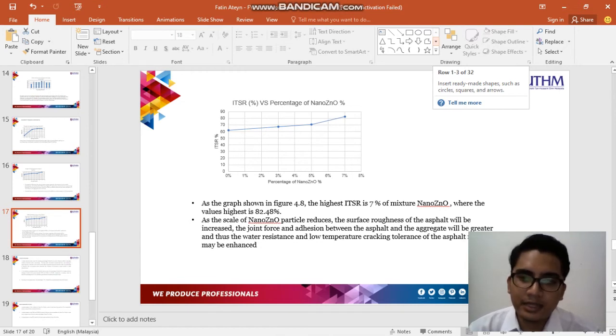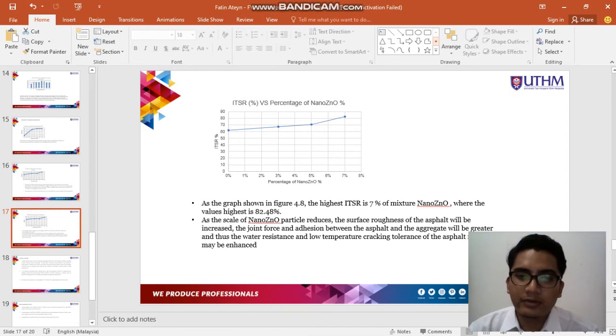For indirect tensile strength ratio versus percentage of nano zinc oxide, as the graph shows, the highest ITSR is at 7% nano zinc oxide, where the highest value is 82.48%. As the scale of nano zinc oxide particles reduces, the surface roughness of the asphalt will increase. Then the joint force and adhesion between asphalt and the aggregate will be greater, and thus the water resistance improves, and the low temperature cracking tolerance of the asphalt mixture may be enhanced.